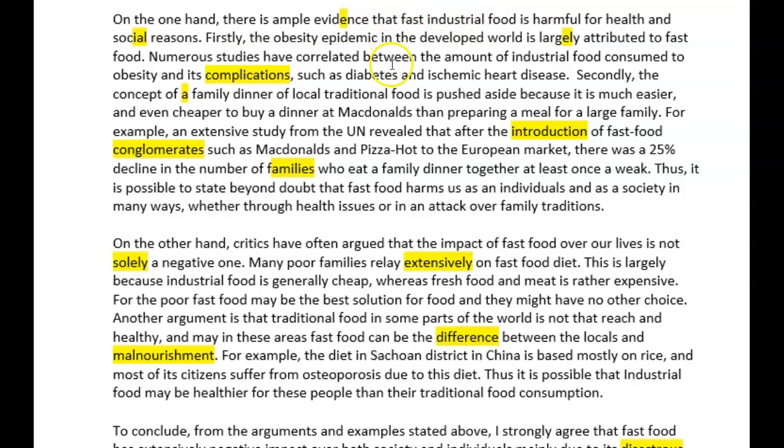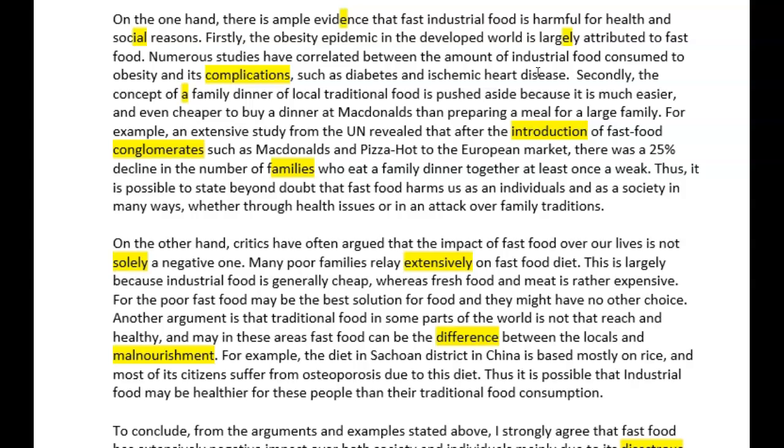Let's see. So numerous studies have correlated between the amount of fast food consumed to obesity and, I'm sorry, I'm trying to figure out if correlated is actually the word you want here. No, it's not correlated. You want to say something else. You want to say numerous studies have found a link between, or have found a correlation between the amount of industrial food consumed and obesity. Okay? Along with its complications such as diabetes and ischemic heart disease.